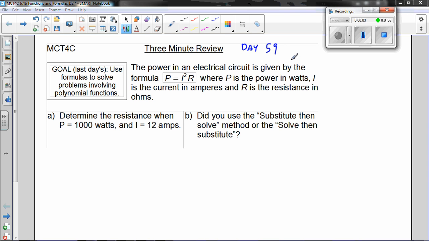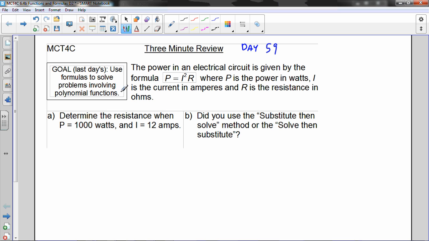Back with day 59, lesson 6.4, our second day on functions and formulas. Today's 3-minute review goal is basically a question pretty much straight out of yesterday's homework, so it should be no big whoop. Use formulas to solve problems involving polynomial functions, and we have a very techie, technology type formula here. Power in an electrical circuit is given by that formula. P is the power in watts, I is the current, and R is the resistance in ohms. So we're asked to determine R when these other things happen.